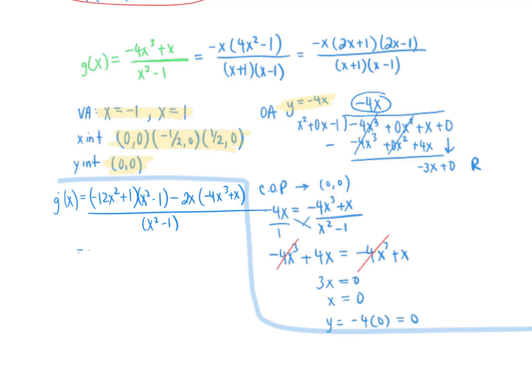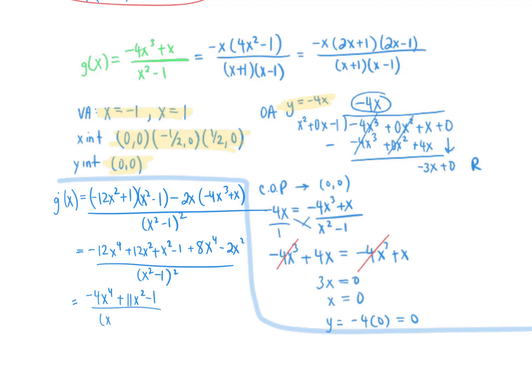So negative 12x to the power of 4 plus 12x squared plus x squared minus 1. And then for the other bracket, plus 8x to the power of 4 minus 2x squared. And then all over that denominator, and I forgot to put to the power of 2. And now I'll collect my like terms. So we'll have negative 4x to the power of 4 plus 11x squared minus 1 all over x squared minus 1 all squared. And now I'm going to set this equal to 0.